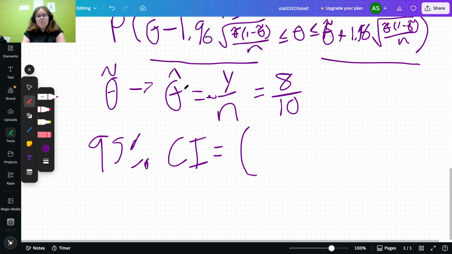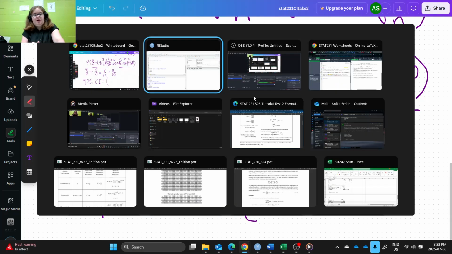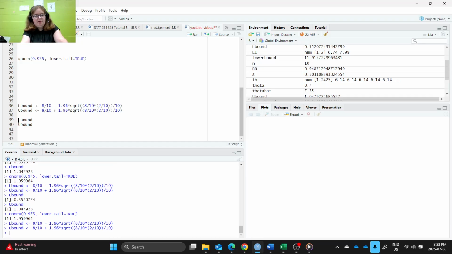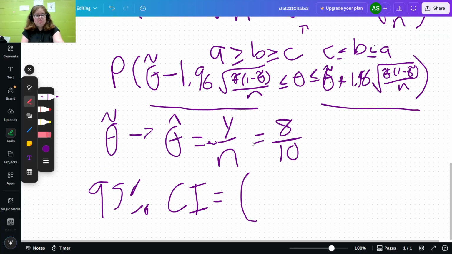Okay, so plug that into your calculator with theta tilde as 8 over 10 and n as 10, and I have that in R over here. So I'm just going to compute these guys here. So we got that the lower bound is 0.552 and the upper bound is 1.048. So I'll put those in, 0.552 and 1.048.